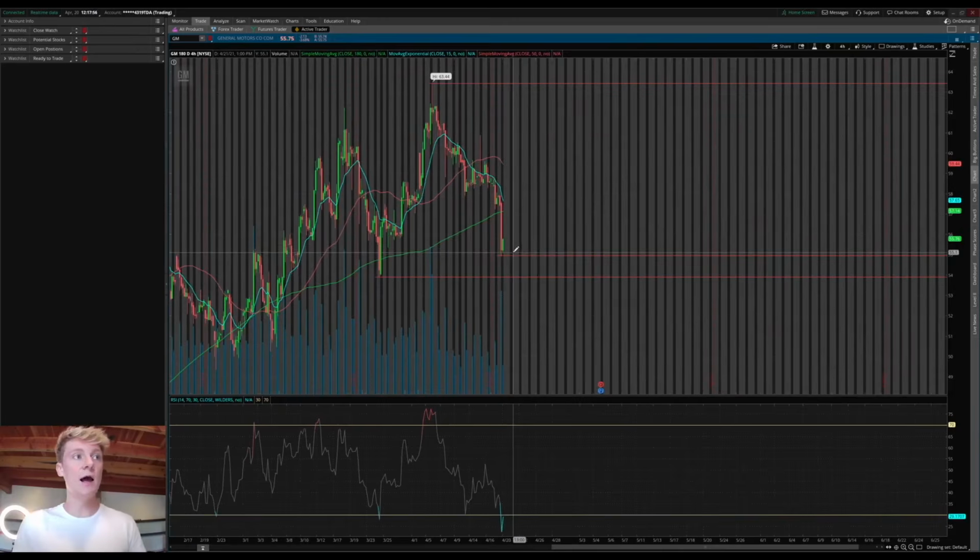So I've waited today to see if we were able to formulate and form some support. So we were, as you can see, form support around $54.94, 95 cents. And we're already forming our second green candle.